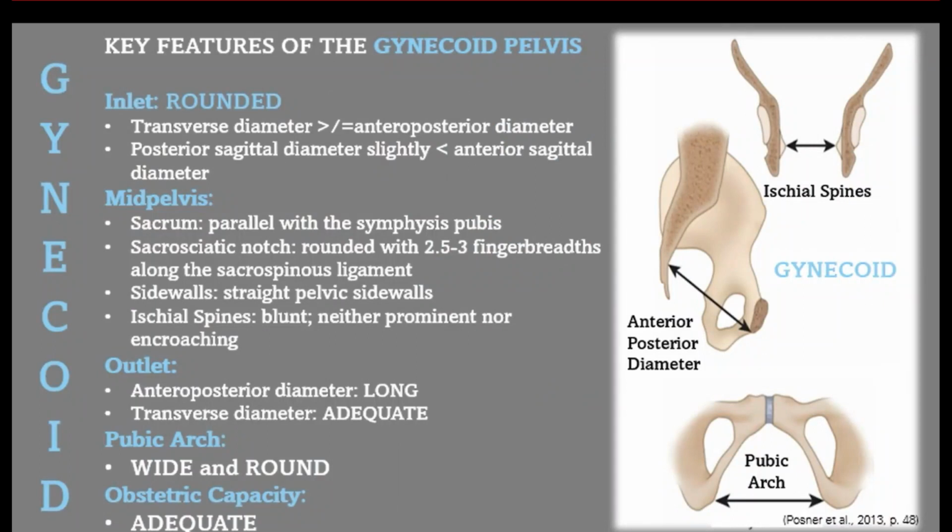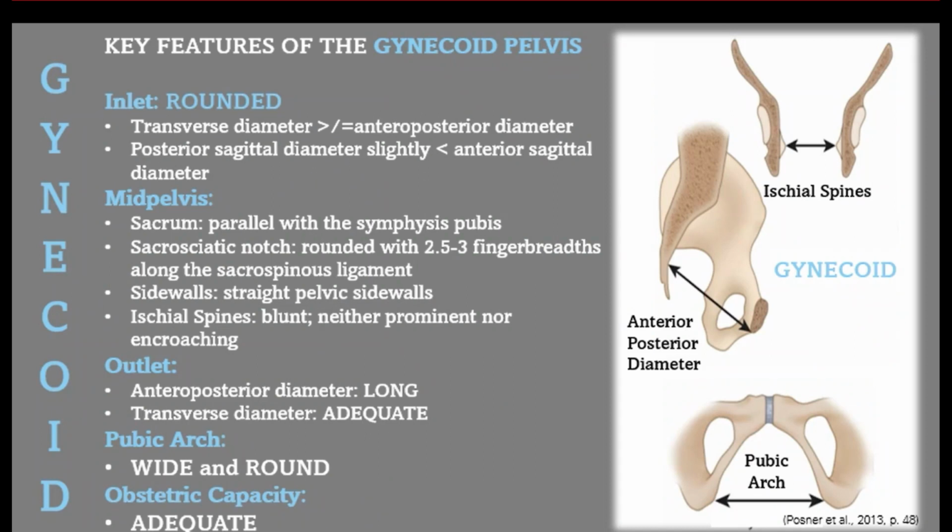Some key features of the gynecoid pelvis, starting with the mid-pelvis, since we already talked about the inlet. In the mid-pelvis, there are four measurements that they look at: the anterior posterior diameter, the transverse diameter, the posterior sagittal diameter, and the anterior sagittal diameter. And in the gynecoid pelvis, all of these measurements are adequate. This is a roomy pelvis.